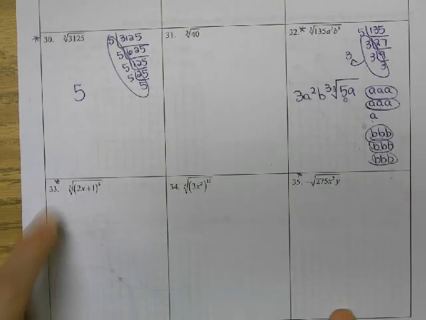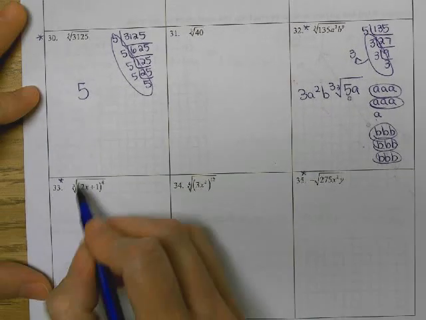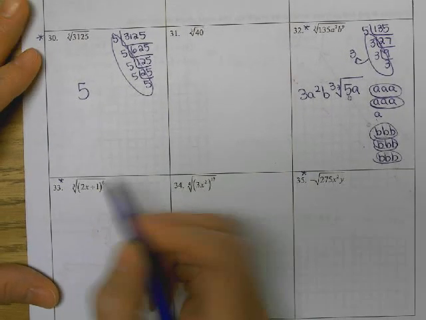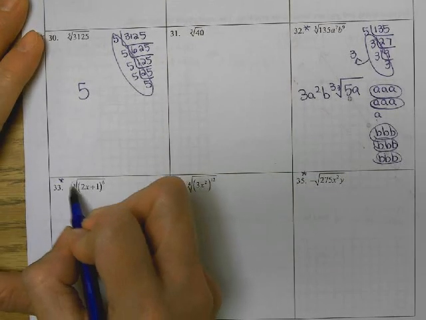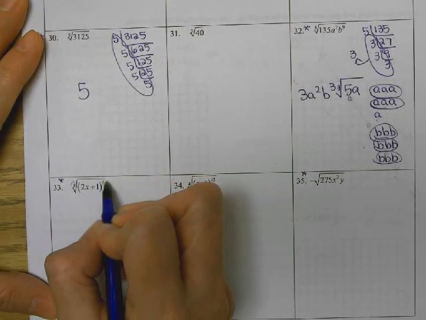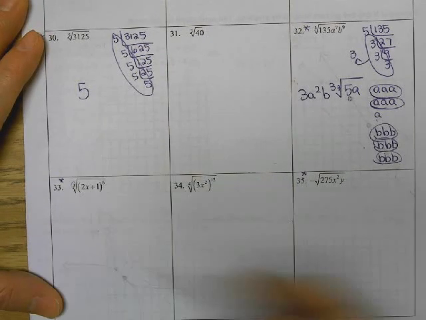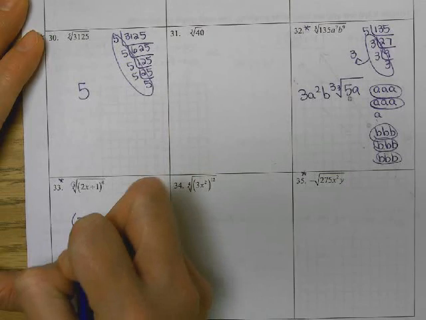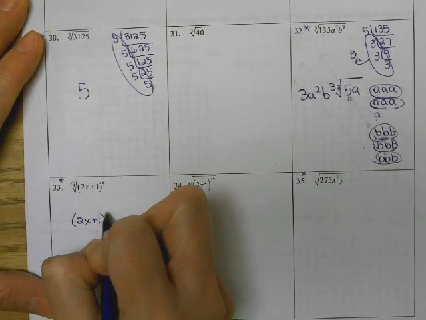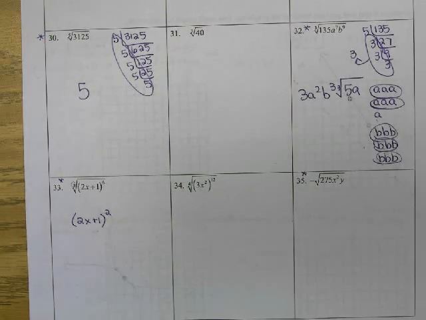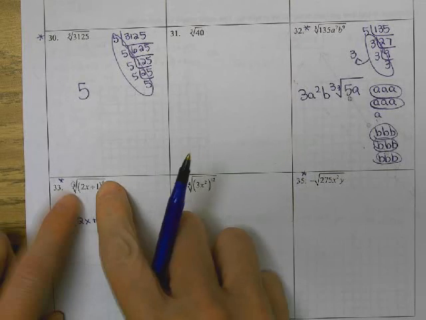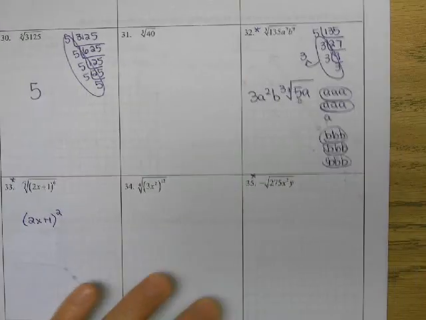33, we have the cube root of 2x plus 1 to the 6th. Remember, the shortcut tells me that whatever is right here, I can take the exponent underneath and divide it. So 6 divided by 3 gives me 2, which means whatever I have inside there comes out and it's being raised to the power that you get when you divide, so squared.